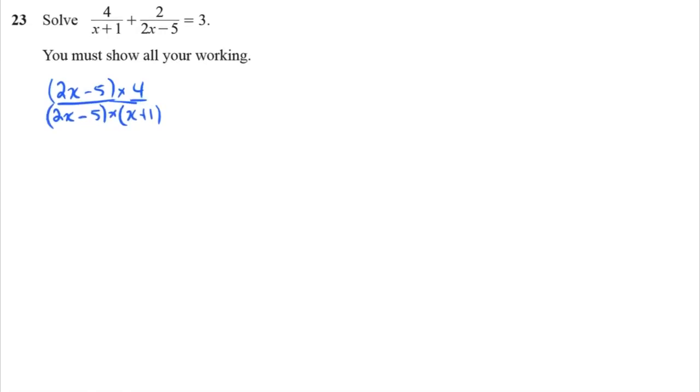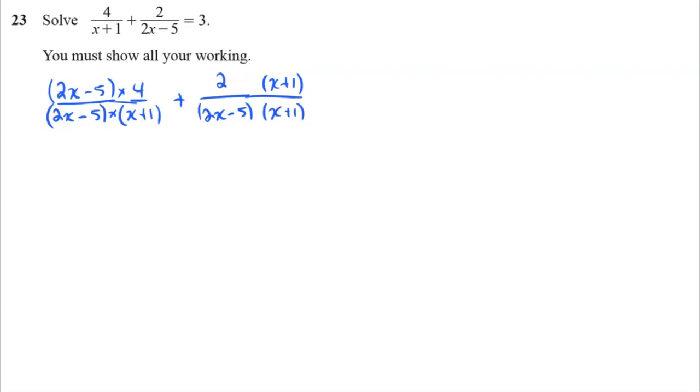Notice the two things are multiplied together. And then we're going to add, and for the second one, we already have a 2x minus 5. We're going to multiply it by x plus 1 and x plus 1. And that's awesome. Now they have a common denominator. We can add the numerators and life is good. But notice what happened here.